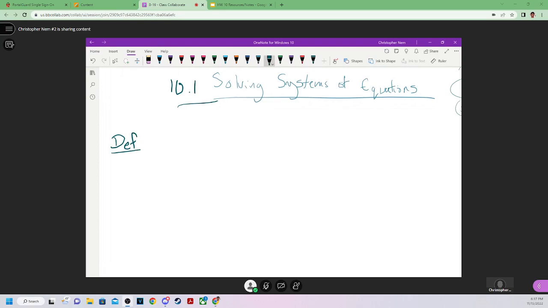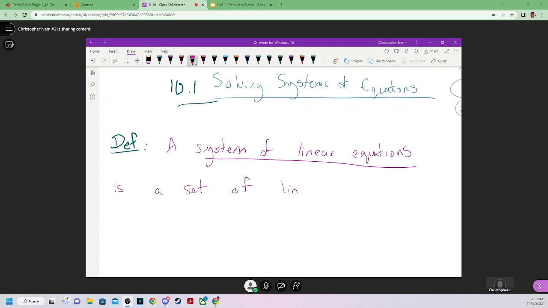Your book uses 3 different words. I'm going to combine them all together. A system of linear equations is a set of linear equations involving the same variables.